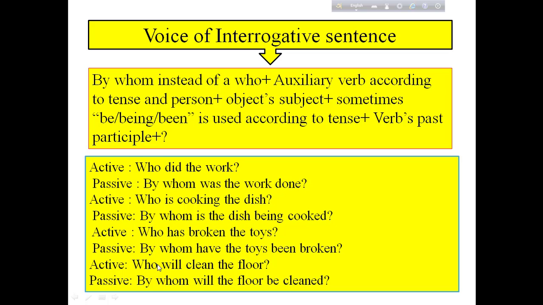Now another example: who will clean the floor? Accordingly, by whom will the floor be cleaned? By whom will the floor be cleaned?